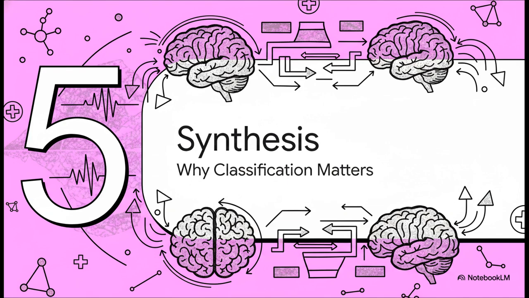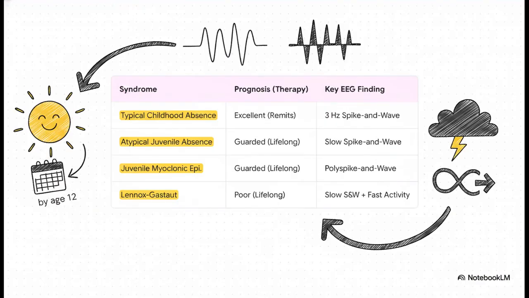This is where we see exactly why this kind of precise classification isn't just an academic exercise, but why it's so profoundly important for clinical practice. This table really synthesizes the most crucial point of all. Just look at the prognosis column. On one end of the spectrum, you have typical childhood absence with an excellent outlook. It often resolves completely. On the other end, you have LGS with a poor refractory course.